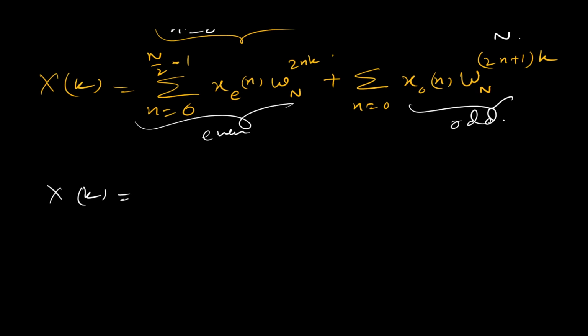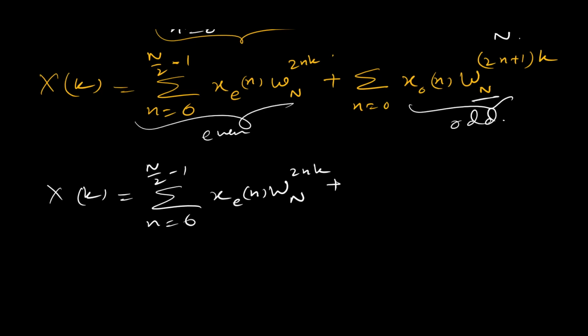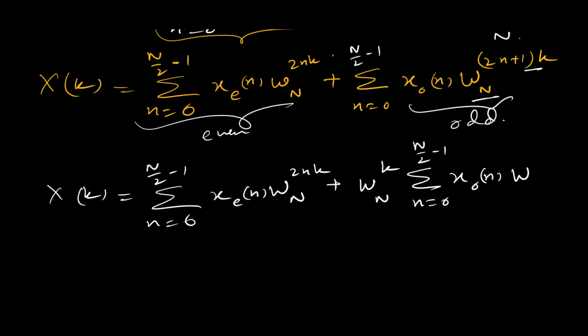So X[k] will become equal to the summation n equal to 0 to N/2 minus 1 of x_e[n] Twiddle factor to the power 2nk, plus, see, the Twiddle factor to the power k I'll be taking outside the summation. Then the summation n equal to 0 to N/2 minus 1, sorry, I missed this here, x_o[n] Twiddle factor to the power 2nk.